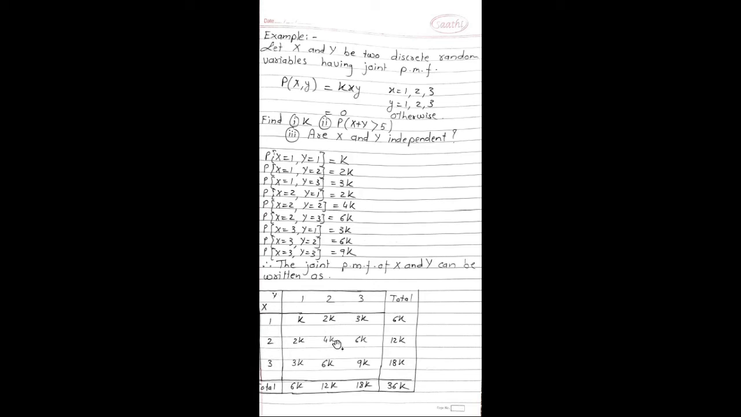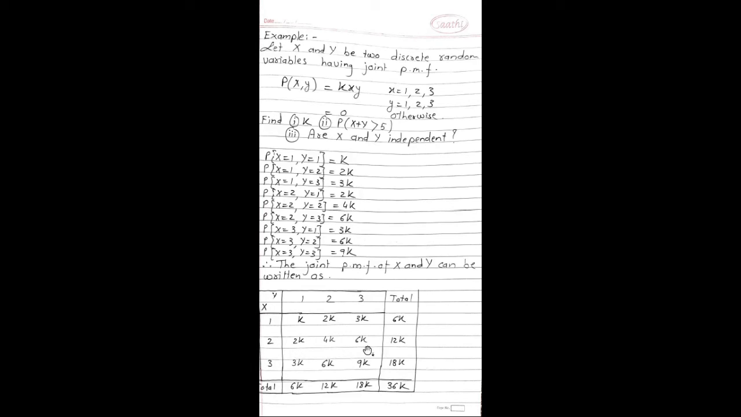X is equal to 2, y is equal to 2 becomes 4k. X is equal to 2, y is equal to 3 becomes 6k. X is equal to 3, y is equal to 1 becomes 3k. X is equal to 3, y is equal to 2 becomes 6k. X is equal to 3, y is equal to 3 becomes 9k. Then k plus 2k plus 3k becomes 6k.